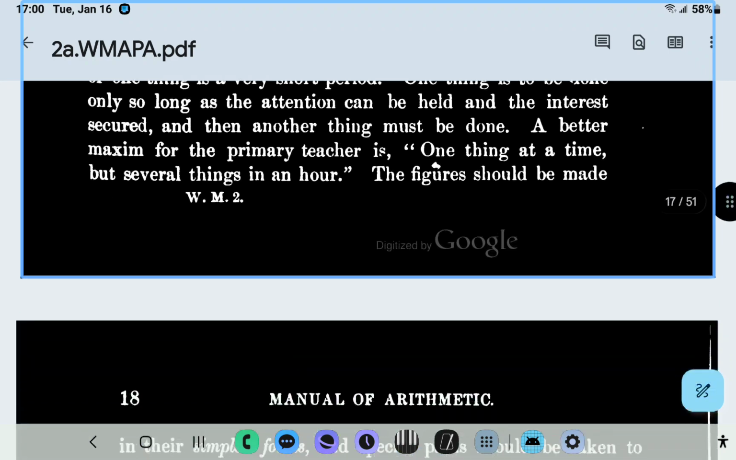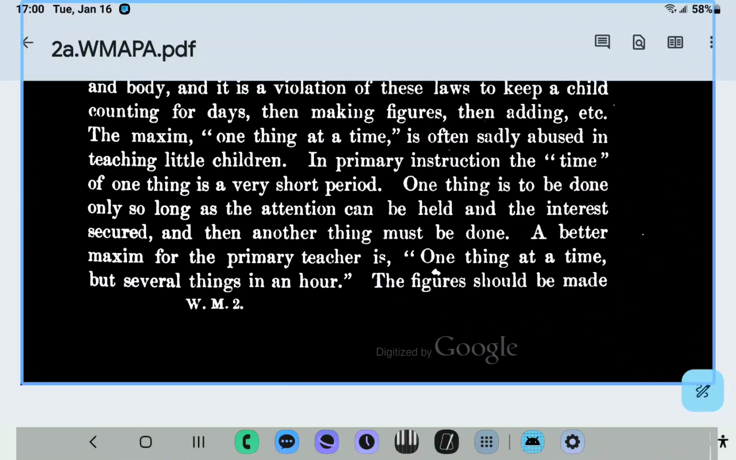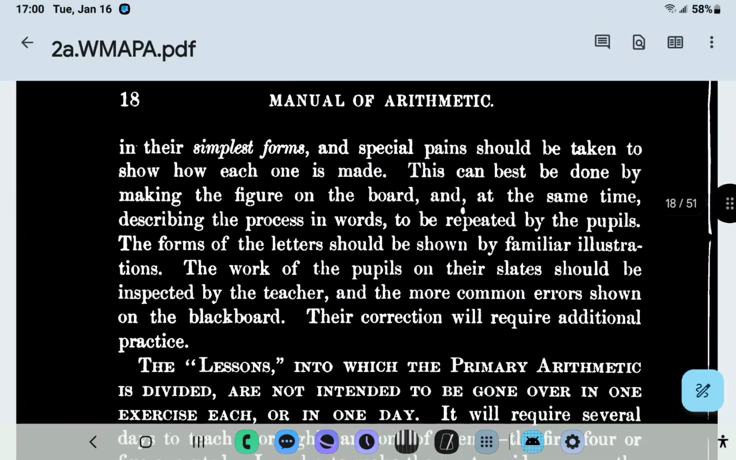Next page. Yeah, I would agree totally with that. Not one thing at a time, but several things in an hour. Oh yeah, one thing at a time, several things in an hour. That was kind of like what we did last year with year 2.